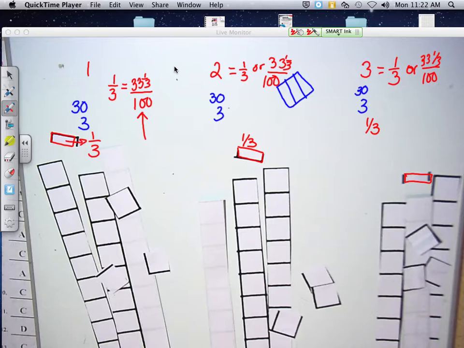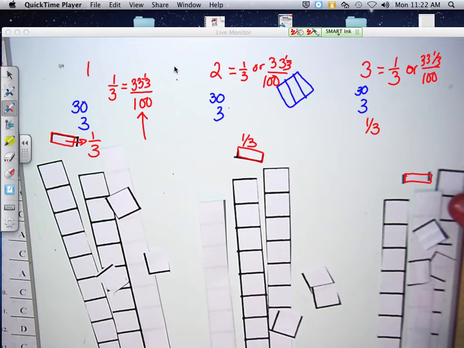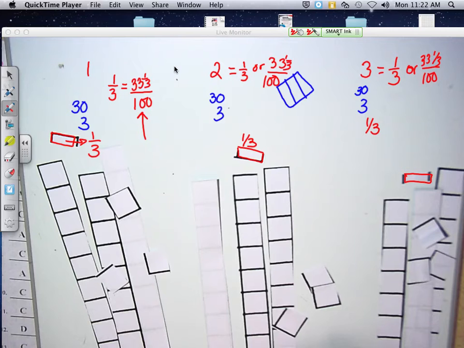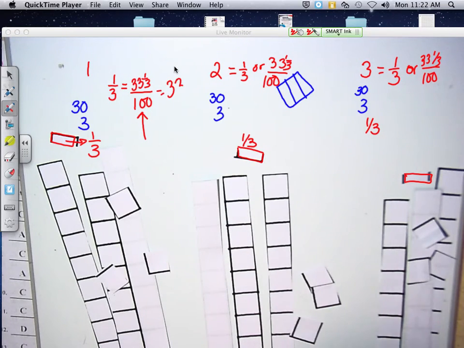Yeah, and if we have a fraction over 100, we can automatically convert the fraction to a percent. So when I say a third, what's the percentage if you have a third? Jillian? 33 and 1/3%. 33 and a third percent. Okay?